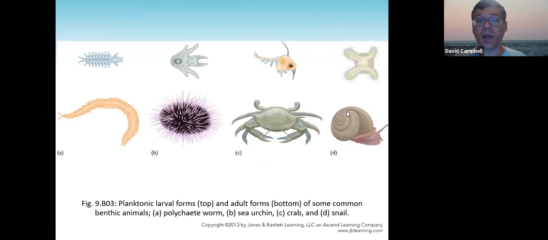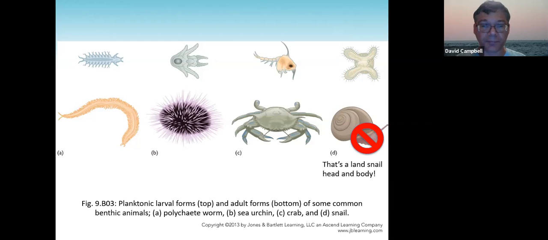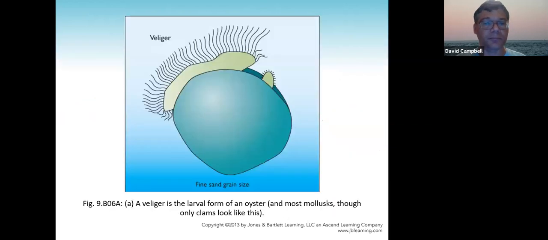Here we have comparison with the baby versus the adult on a number of the forms. Well, that's a land snail head and body. There's a difference. Here's a baby oyster. It actually has a foot. When it grows up, it's just stuck in one place, and it doesn't need a foot, so it actually loses the foot as it grows up. But a baby clam like this, or a baby snail's veliger, it has lots of cilia helping it swim around.